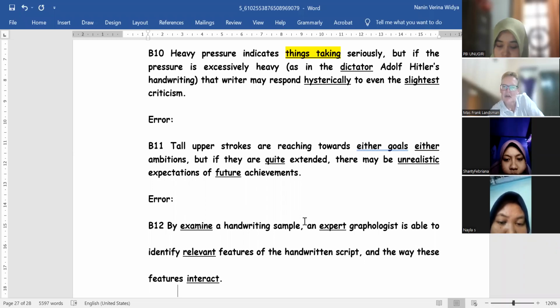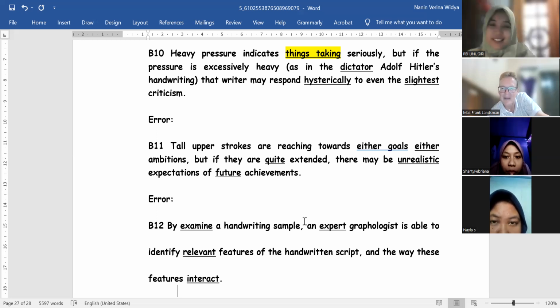So toe upper strokes, kalau misalnya huruf L atau H itu sangat tinggi ya, sampai ke atas kertas, toe upper strokes are reaching towards either goals, either ambitions. Jadi orang yang sangat berambisi, huruf H dan L itu sampai ke plafon, itu tinggi sekali. Biasanya Presiden Indonesia itu tinggi, L-nya, H-nya, idealistis, sangat menarik ya. Coba cek tanda tangan rektor Universitas Unugiri. Coba lihat dari dokumen itu pasti tinggi. L, H, those letters going up ya, pasti tinggi.